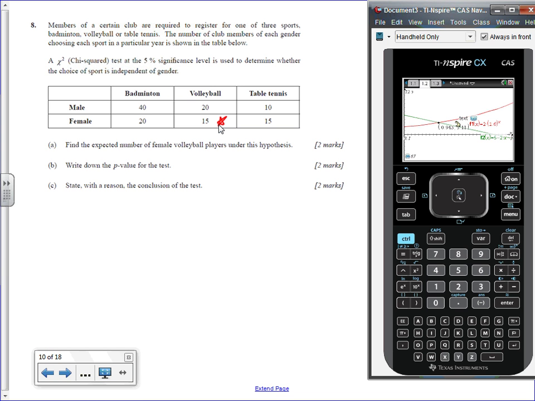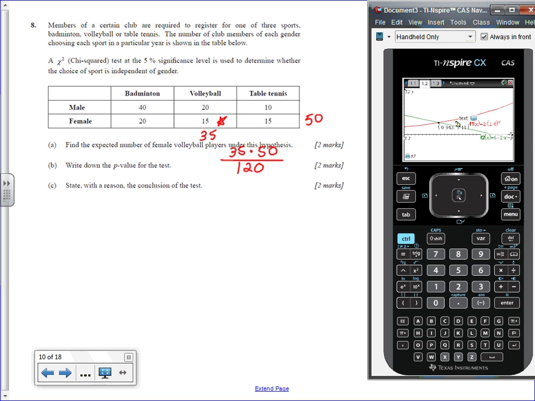To find our expected frequency, we're going to do the total from this column, so 20 plus 15 is 35, and the total from this row, which would be all the females, 20 plus 15 plus 15. Multiply those two, and divide them by the total on the entire table. So the total on the entire table is 50 females, 70 males, so 120 people on the table altogether. So we'll want to do 35 multiplied by 50 divided by the 120 people that are on the table altogether.